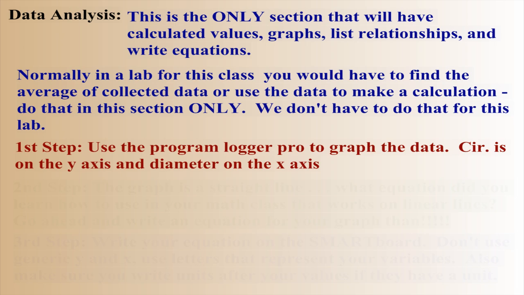Please, in the data table and on the graphs, always put your unit of measurement on your numbers. If you tell me a number is 13.2 and you don't tell me what it's measured in, I'm going to assume it's 13.2 bananas. And 13.2 bananas has nothing to do with circumference and diameter. So you have to put units on every single number.